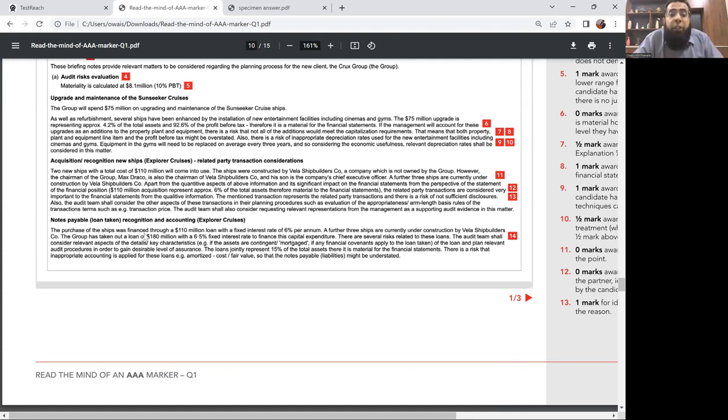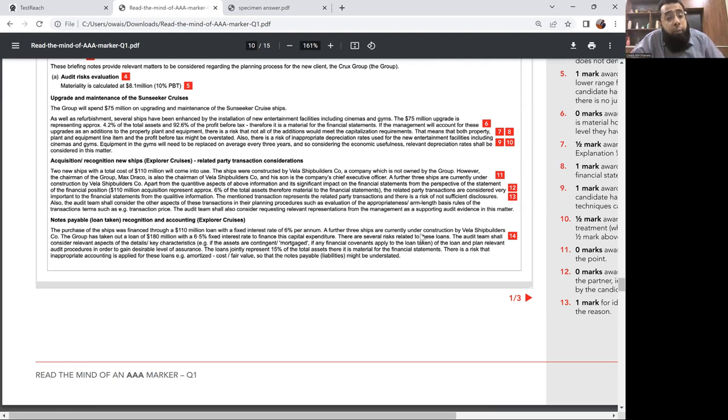Now, the purchase of ships was financed through a $110 million loan with a fixed interest rate of 6% per annum. A further 3 ships are currently under construction by Vala Shipbuilder Company. The group has taken out a loan of $180 million with a 6.5% fixed interest rate. See, the major problem in his answer is that he keeps on repeating the data of the question. He is not writing the risk, what is the issue.